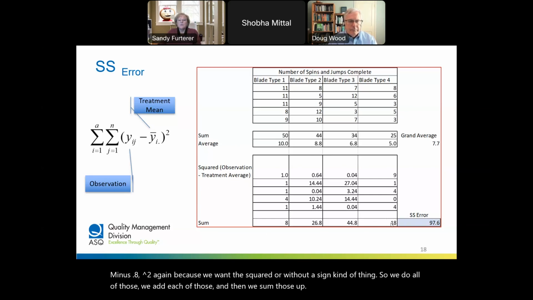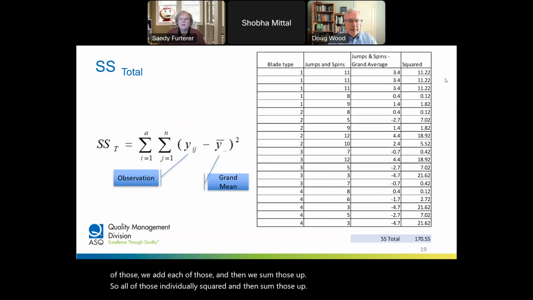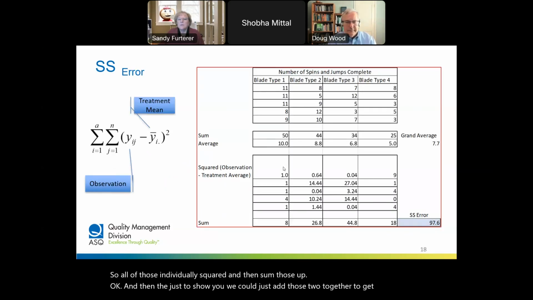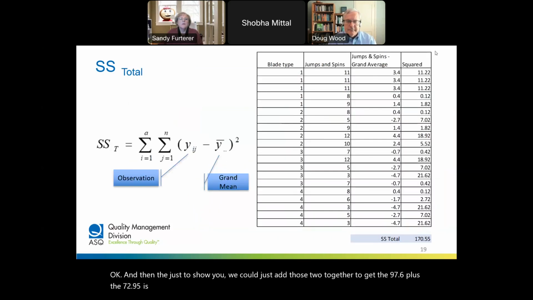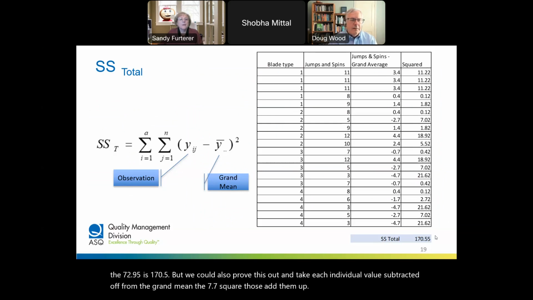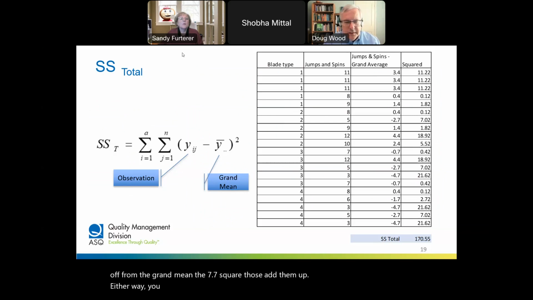So all of those individually squared and then sum those up. Okay. Then just to show you, we could add those two together: 97.6 plus 72.95 is 170.55. But we could also prove this out and take each individual value, subtract it from the grand mean, the 7.7, square those, and add them up. Either way, you come up with the same total, SST.